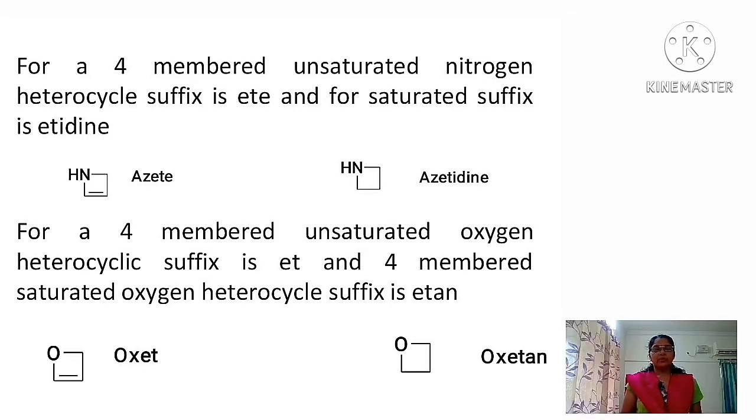So for a 4-membered oxygen unsaturated heterocyclic compound, it can be named as oxet. And for a 4-membered oxygen saturated heterocyclic compound, it can be named as oxetan, that is ox for the oxygen and etan as the suffix, that is for the ring size.